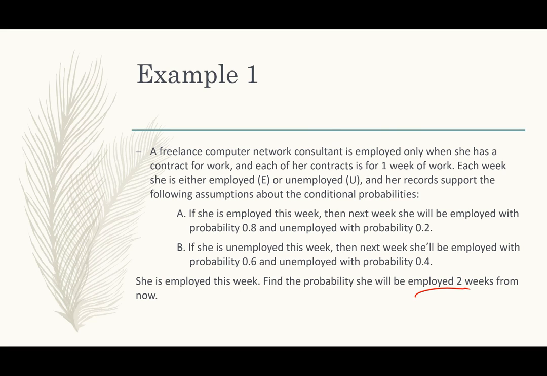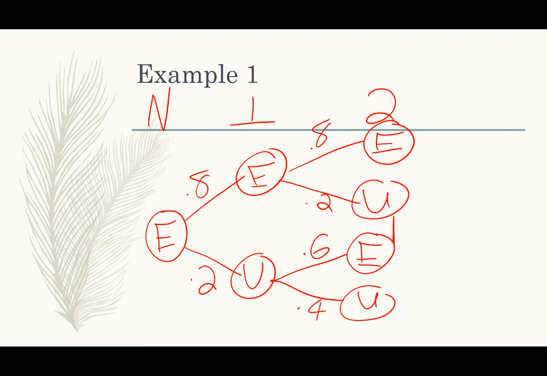2 weeks from now. So all we got to do quickly is run the math. If you do 0.8 times 0.8, that's going to be 0.64. 0.8 times 0.2 would be 0.16. We're not really concerning ourselves with that one because we're focusing on the employed parts, but just go ahead and get the number anyway.